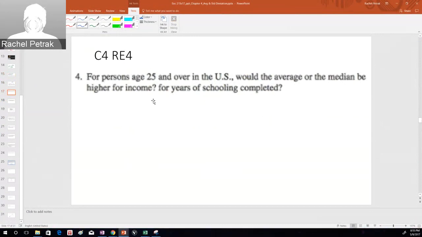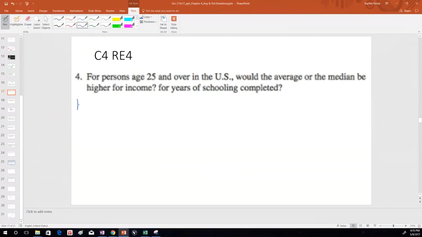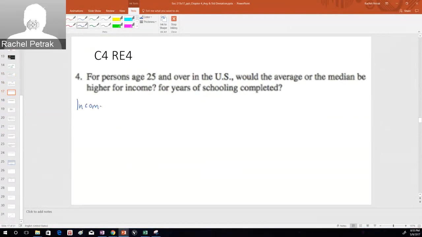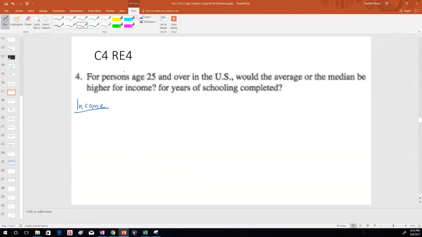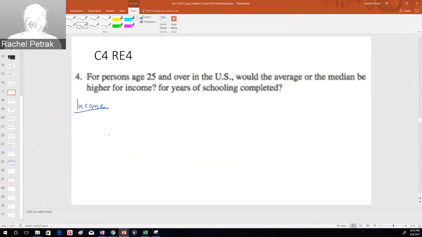Now we have persons aged 25 or over in the US. Would the average or the median be higher for income or for years of schooling? First, let's think about income. To do this one, we want to visualize what this data set looks like, average income. Well, we already know what income is distributed like in the US, right?